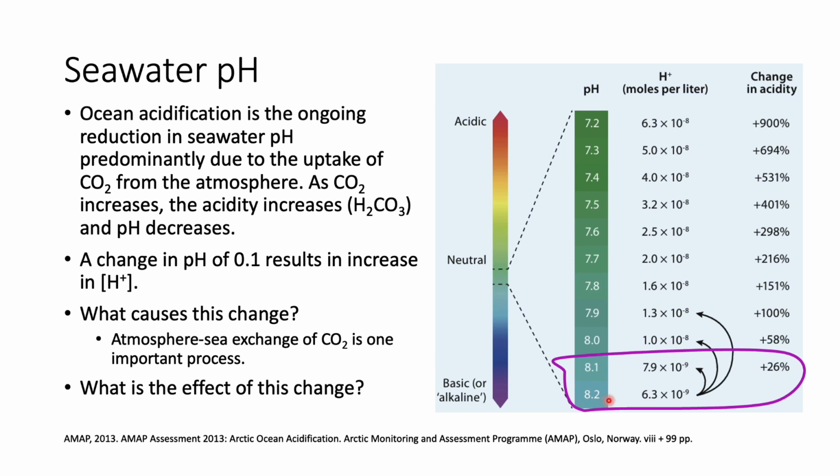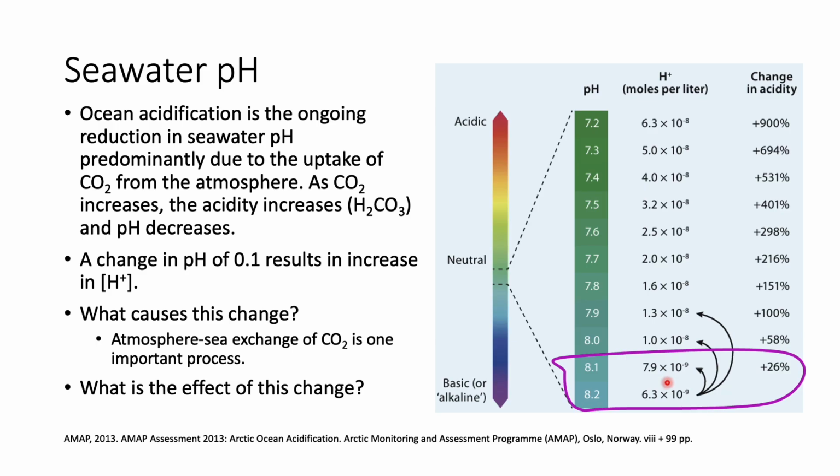If you look at 8.2, the concentration of H plus ions, that is the number of moles per liter, is actually 6.3 times 10 to the power minus 9. At 7.2 it is 6.3 times 10 to the power minus 8. So this is the hydrogen ion concentration only. But when we move from a pH of 8.2 to 8.1, the hydrogen ion concentration actually changes. From 6.3 it goes to 7.9. So there is an increase in the amount of H plus ions. That is what is happening.